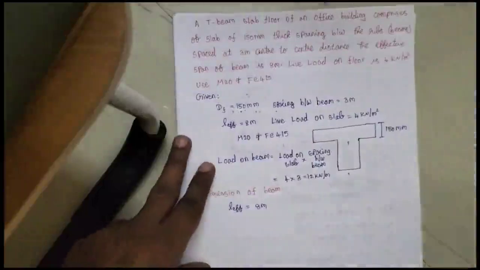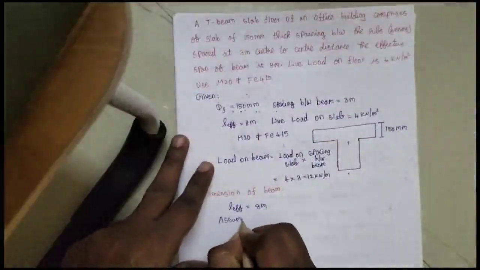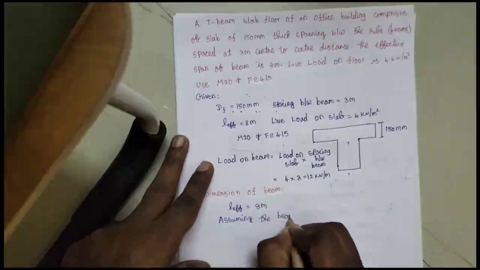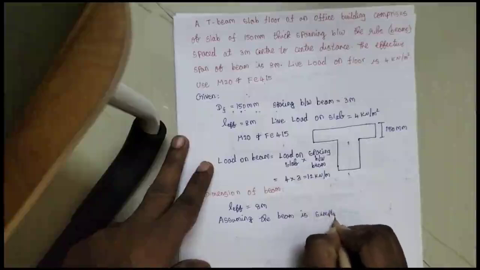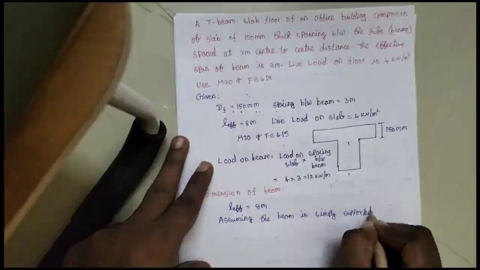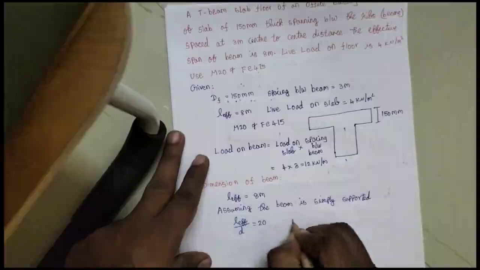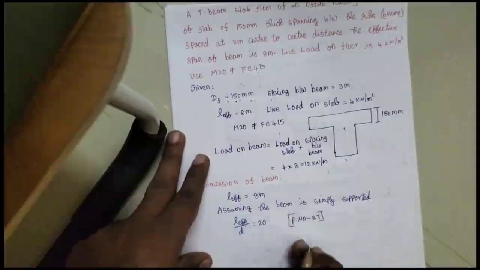In this problem they haven't given any condition, so we are simply assuming that the beam is simply supported. So I am directly taking it as a simply supported beam. So I need to use L effective divided by D is 20 as per IS 456 page number 37. So I am taking this value.